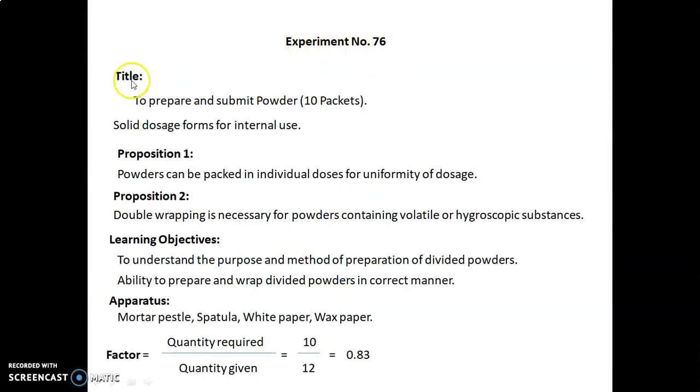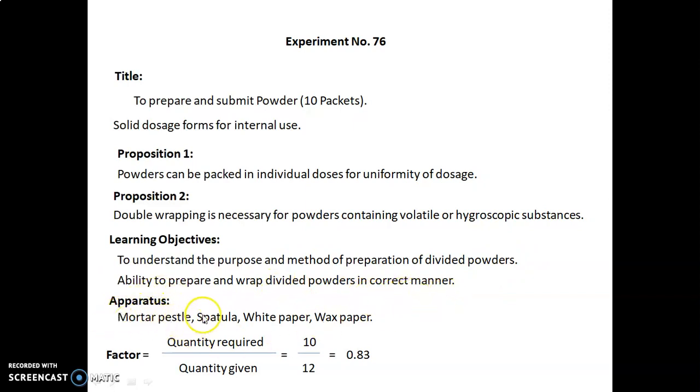Experiment number 76. The title of this experiment is to prepare and submit the powder of 10 packets. In this we are going to study the solid dosage forms for internal use. Proposition 1: powders can be packed in individual doses for uniformity of dosage. And proposition 2: double wrapping is necessary for powders containing volatile or hygroscopic substances. Learning objectives are to understand the purpose and method of preparation of divided powders and the ability to prepare and wrap divided powders in the correct manner.